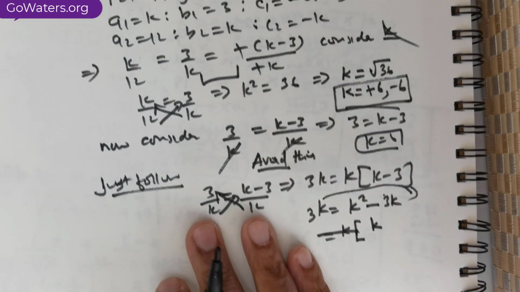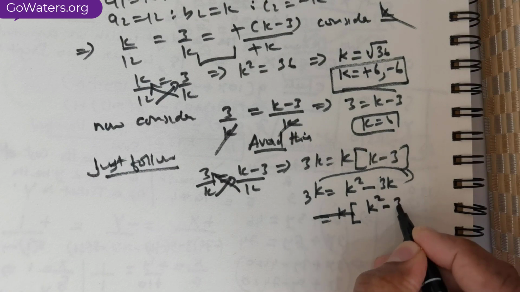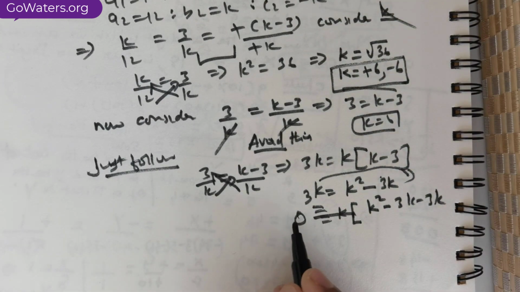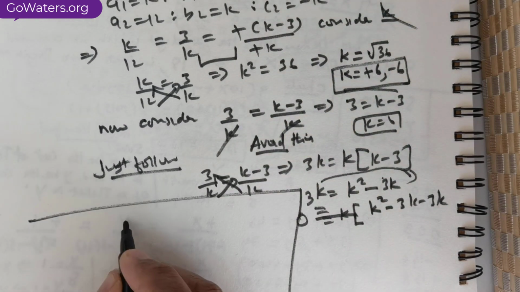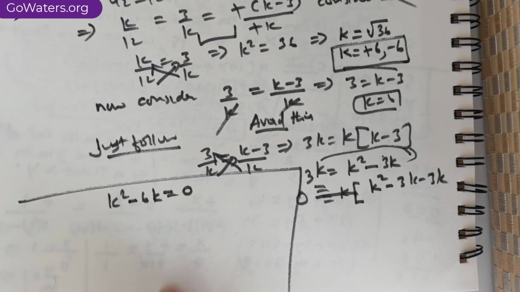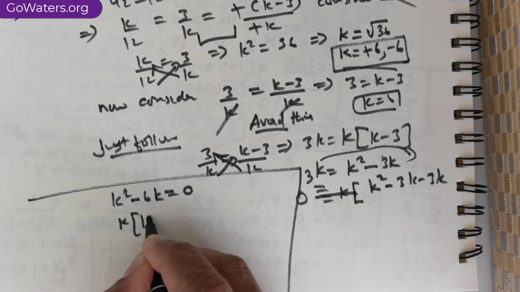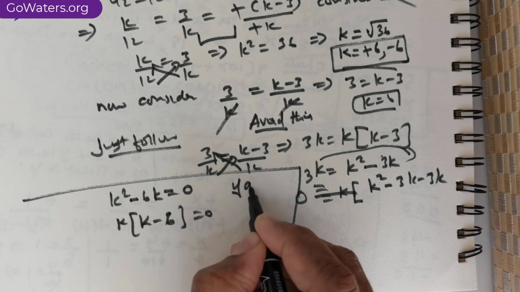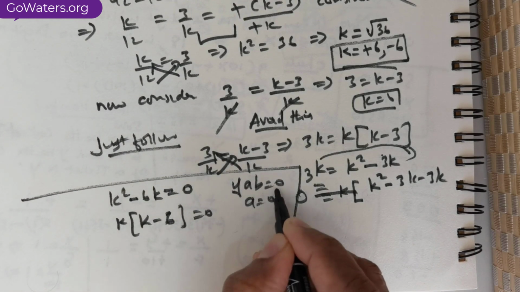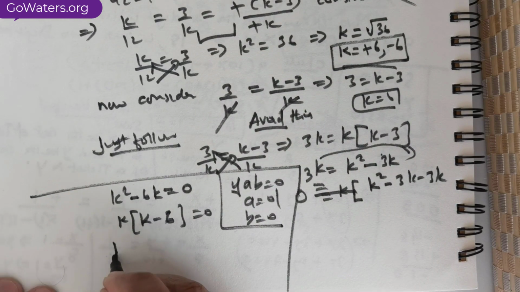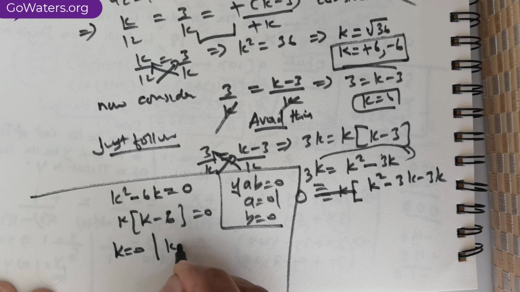So this is going to be k squared minus 3k, and on this side you got 0. So let me fill in here. This is going to be k squared minus 6k is equal to 0. From here you take k out. So k times k minus 6 is equal to 0. Now if AB is equal to 0, then A is equal to 0 or B is equal to 0. This is the law of algebra. So that would mean k is equal to 0 or k minus 6 is equal to 0, which would mean k is equal to 6.